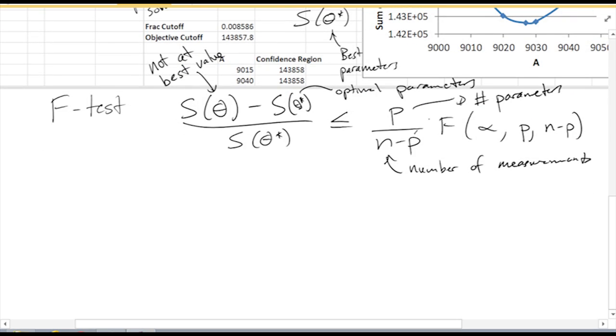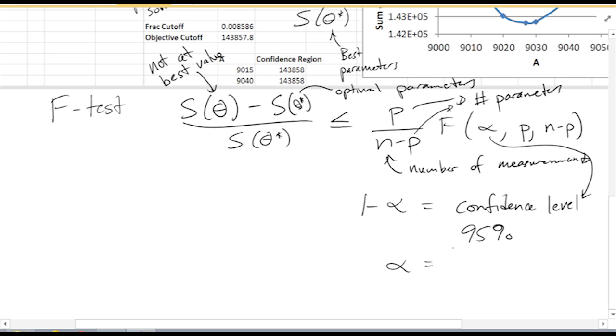And then I also have my F-test parameters there. There are 3 that you give to be able to calculate the F value. One is alpha, where 1 minus alpha is my confidence level. So if I have a 95% confidence interval that I want to compute, then alpha is going to be 1 minus the confidence level, so 0.95, and that is going to equal 0.05. Okay, so alpha equals 0.05 for this case.